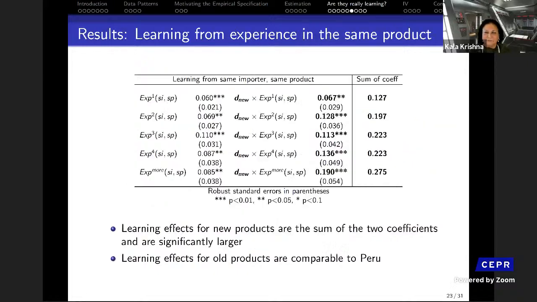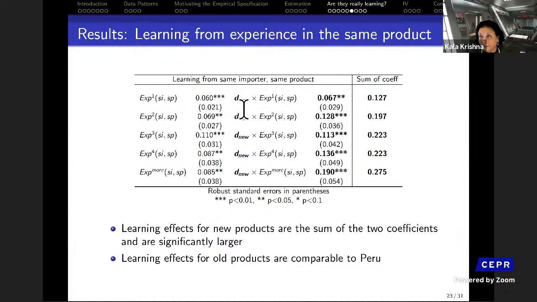So this is an example. So this is one of the places where we get something that we want to talk about. The other ones that we're not going to show, there's not much there, so there's no reason to show it. But let's just see what happens here. This says learning from the same importer, same product. You've got the effect when your product is not new. So same importer, same product. So there's no issue of new product, old product here. So with the same importer and the same product, we see that the effect is 0.6 here.